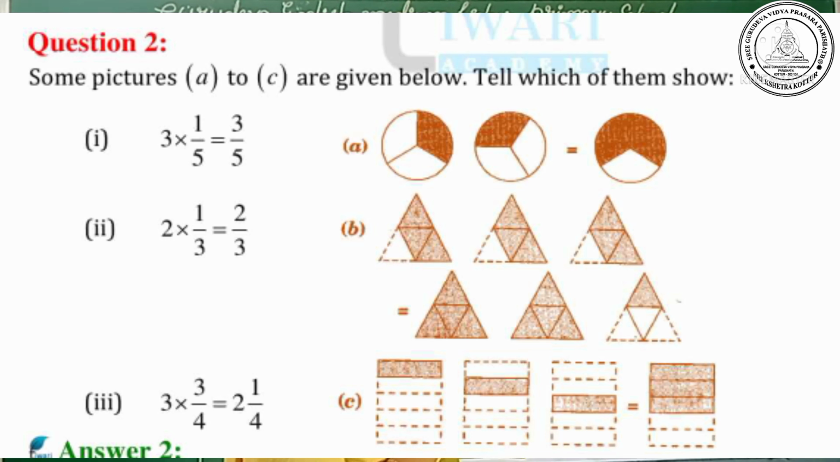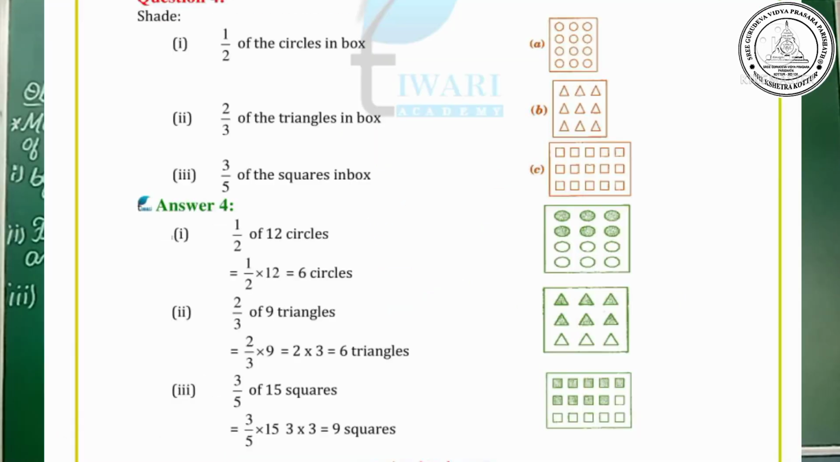Okay. The fourth question is shade half of the circles in box A. Here they are given 3 boxes. In box A, we have to circle half of the circles in the box. In that box they are given 12 circles. Half of 12 is 6. You have to circle 6 circles.